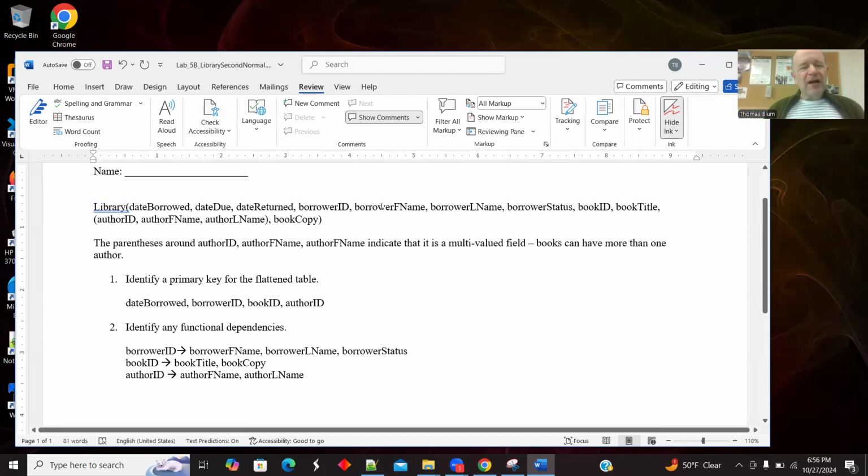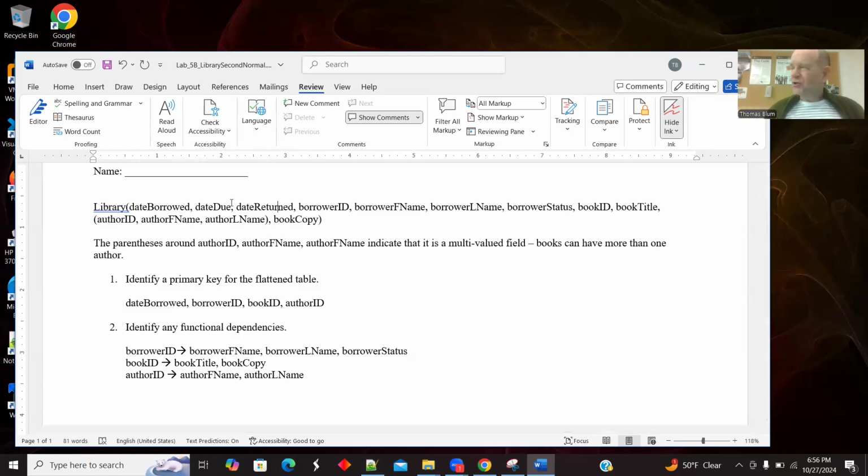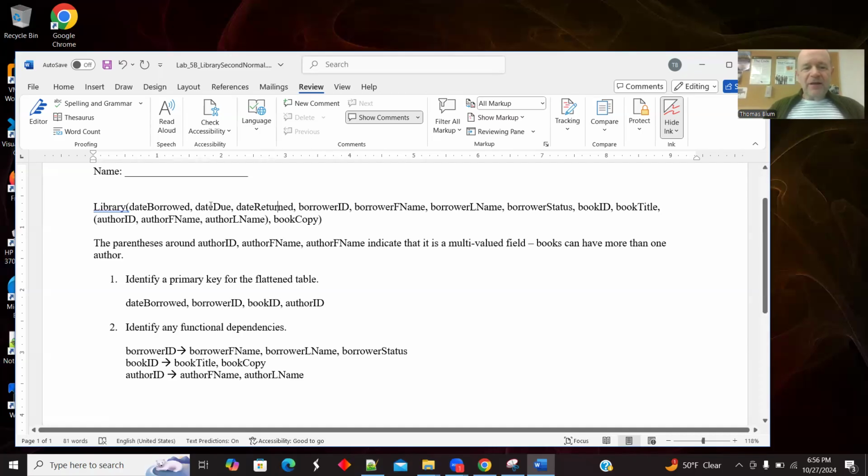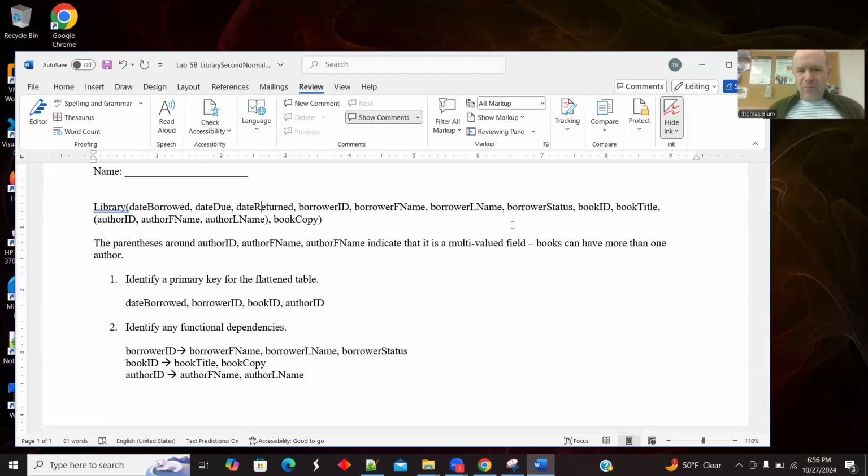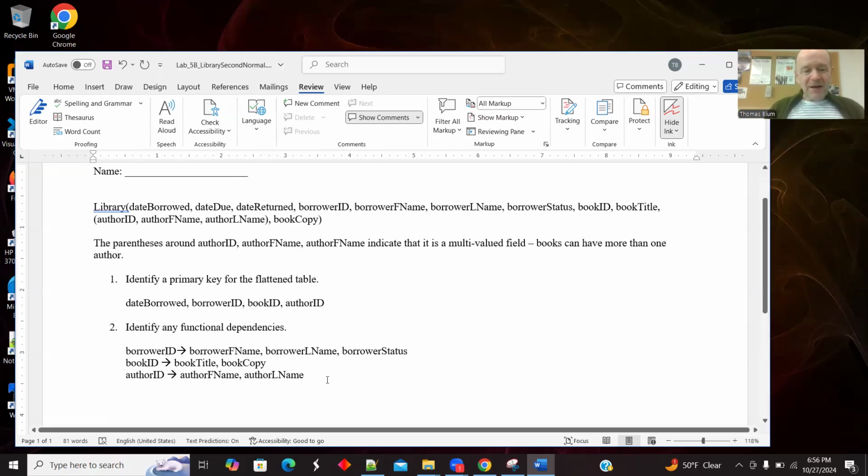Date due and returned. So again, in functional dependence, we're looking for things that you can just look up. So can I look up the date due? That might depend on the book, the borrower's status, and the date borrowed, or something like that.